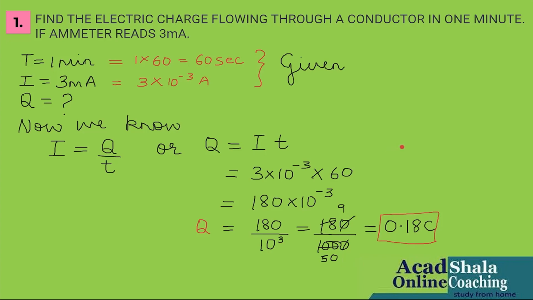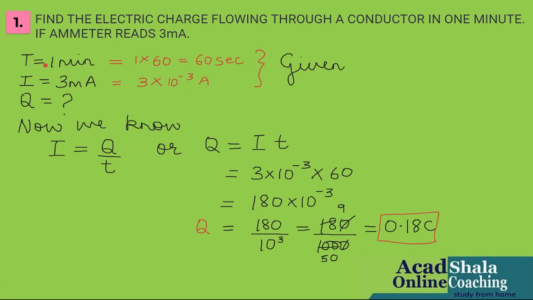Here comes the first numerical. Find the electric charge flowing through a conductor in 1 minute if the ammeter reads 3 milliamperes. Now students, always remember, whatever is given in the numerical, always write it down. That plays a very vital role in solving your numericals.